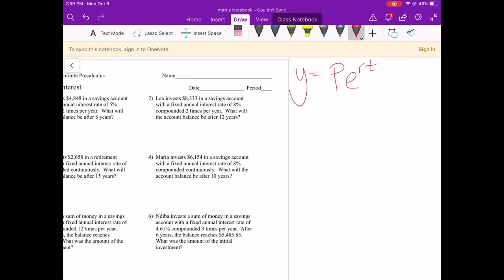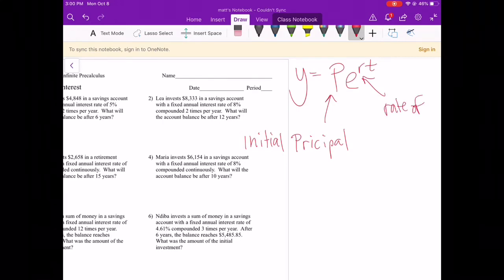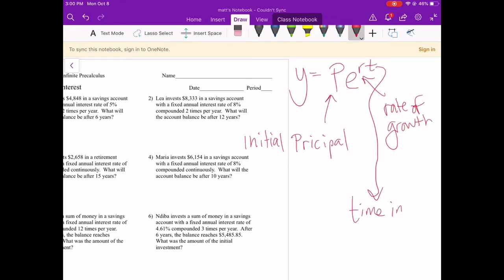Now, interesting enough, P is the same thing as our initial amount. So P stands for principal, but specifically it's our initial principal. It's the starting amount, okay? R is still your rate of growth, and T is still time in years. But then we got a new arrival, and it's this guy, this E.